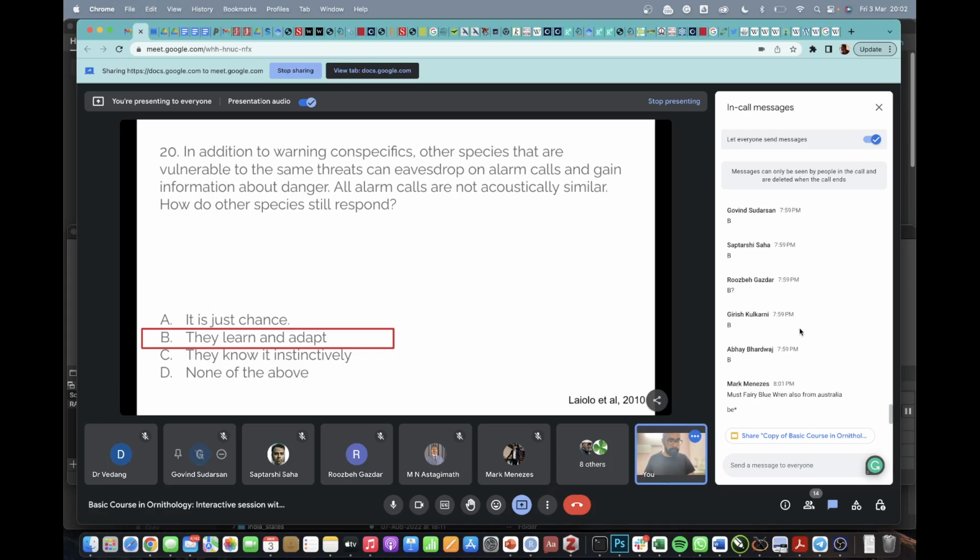So yeah, fairy bluebird also from Australia. Yes, Mark, sorry, thank you. Anyways, that's the end of the session. I hope it was useful. What was the bird you mentioned just now, sir? Fairy bluebird. Yeah. Thank you, sir.